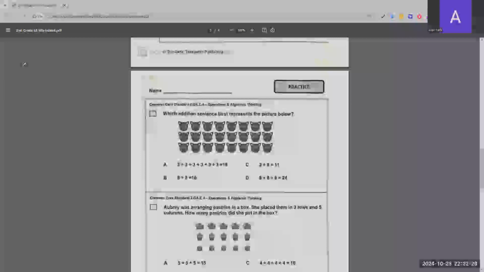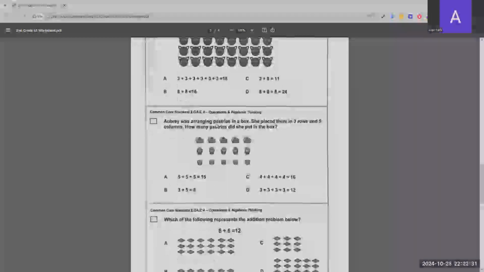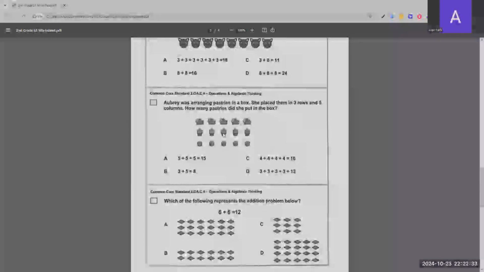Aubrey was arranging pastries in a box. She placed them in 3 rows and 5 columns. How many pastries did she put in the box? So the problem says she placed them in 3 rows and 5 columns. And we need to find how many pastries she put in the box.